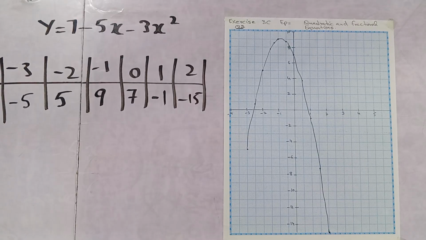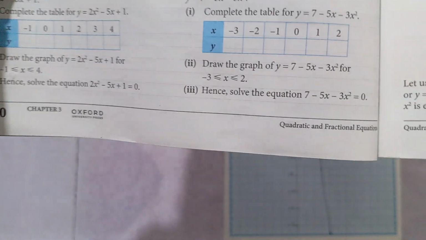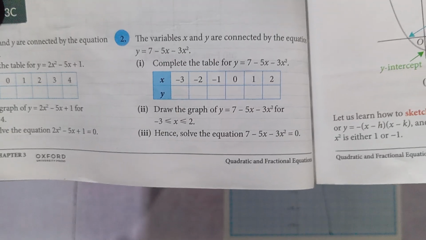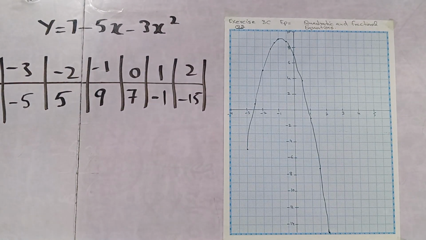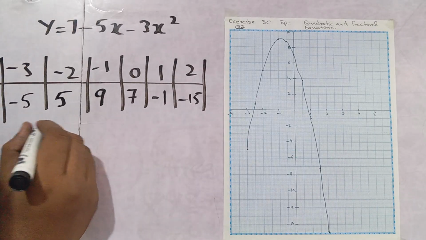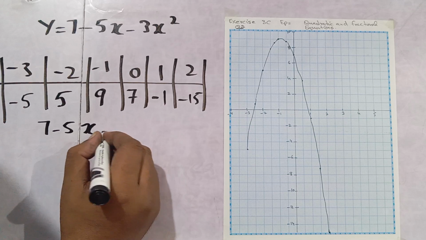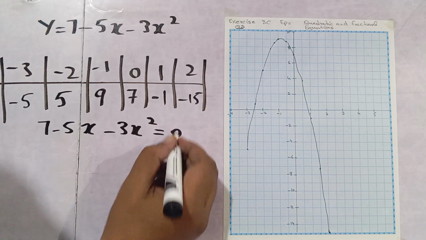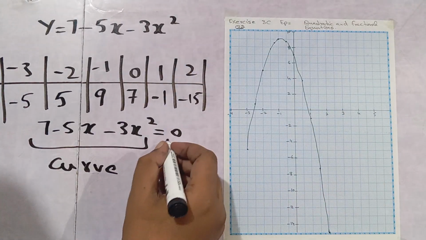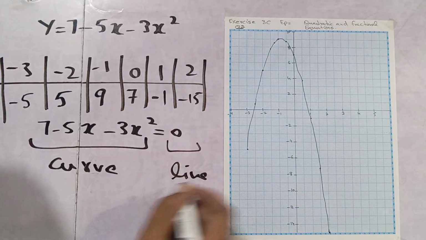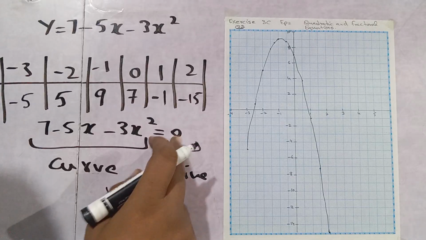They ask us to solve this. He says, hence solve the equation. This is a very important concept. He says at the second part, hence solve the equation 7 minus 5x minus 3x square is equal to 0. You see, this is that curve whose graph you have already drawn, and this is, we call it the line. So make this equals to y.